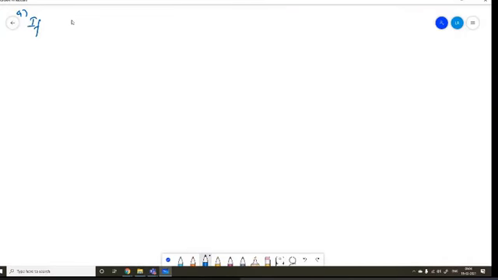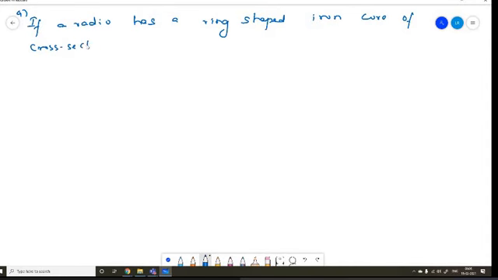The fourth problem that we are discussing: a ring shaped iron core of cross section 2 centimeters square and diameter of the ring is 20 centimeter.